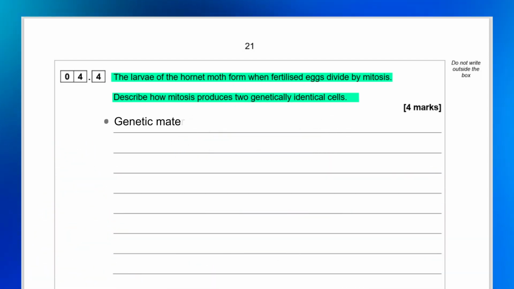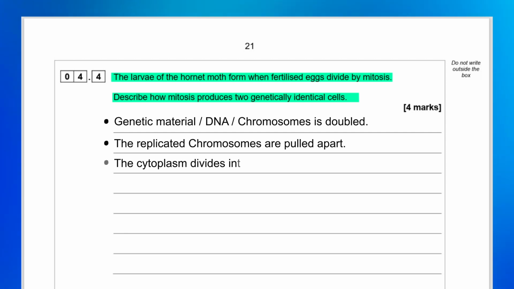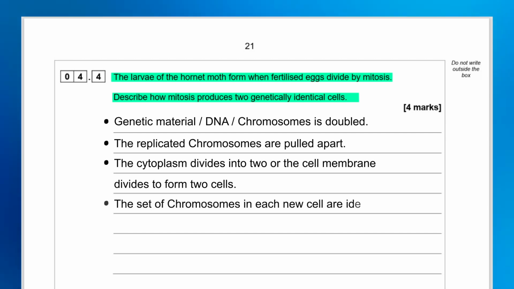The first mark is for saying that genetic material, or DNA or chromosomes, is doubled. The second mark is for saying that the replicated chromosomes are pulled apart. The third is for saying that the cytoplasm divides into 2, or you could have also said that the cell membrane divides to form 2 cells. And the final mark is for saying that the set of chromosomes in each new cell are identical to each other.